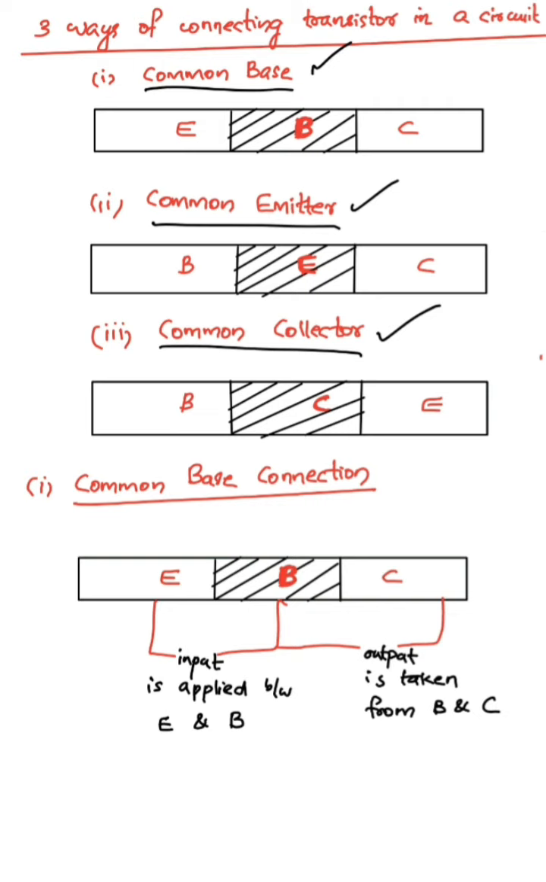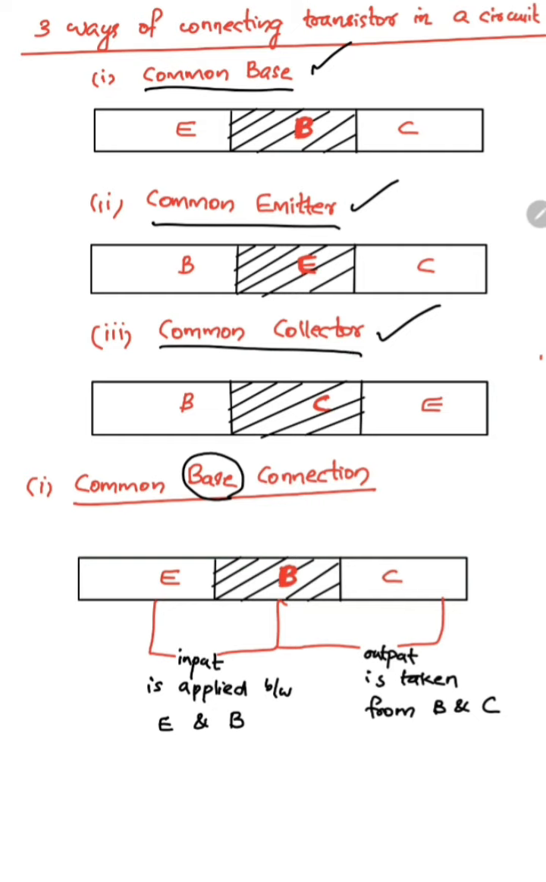So first we are talking about common base connection. From the name itself it is clear that base is made common. So in the common base connection, the base is the common terminal. Here you can see that the input is applied between emitter and base. Similarly, output is taken from base and collector. So you just need to remember these alphabets: E, B, C in the case of common base, B, E, C in the case of common emitter, and B, C, E in the case of common collector.